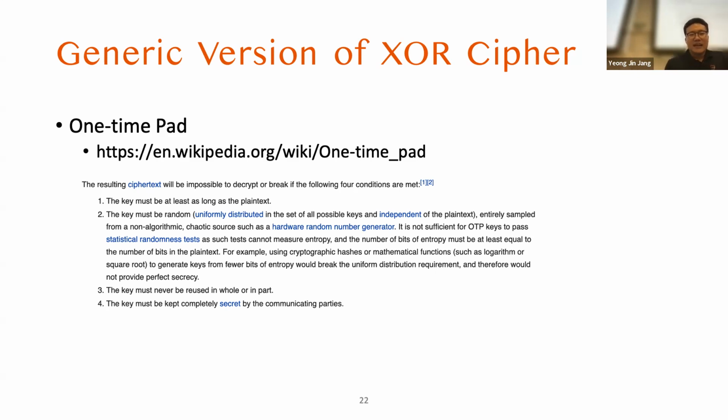If you visit the Wikipedia page about the one-time pad, it says that the resulting ciphertext will be impossible to decrypt or break. What that means is that it is perfectly secure, if the key size is as long as the size of the plaintext. So if we have 100 bytes of plaintext, then we need at least 100 bytes of key. And the key must be random. So we need to choose the key randomly.